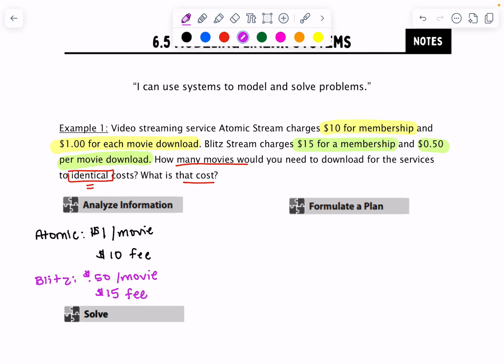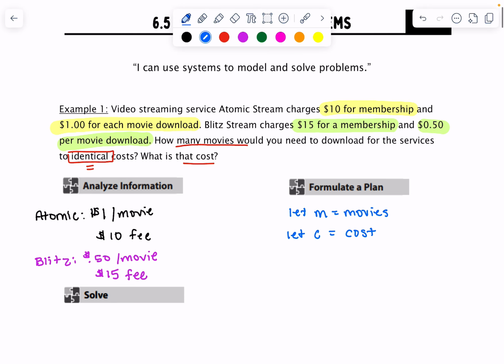And so I want to formulate a plan, because there's two things I don't know. I don't know how many movies there are, and I don't know what the cost is. So those are my two variables. So I'm going to let X be movies. Actually, you know what? Let's make this a little easier. Let M be movies, and let C be cost. Sometimes it's good to pick variables that match the words that you're looking for, okay?